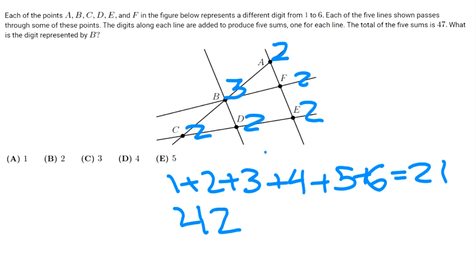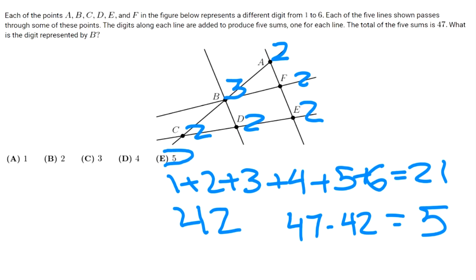42. And they said the total of the 5 sums is 47. So 47 minus 42, you get 5. So that would be the remaining amount for B. So our answer is E, 5.